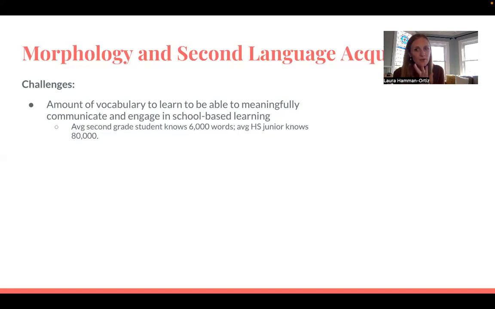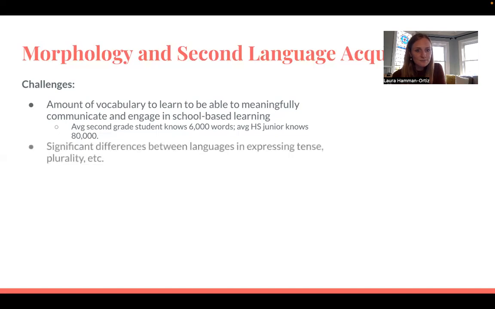Now, of course, we know that the students who are coming into these classrooms are not coming in as empty vessels. They're coming in with all of the knowledge of their home language or languages. So a lot of the work that teachers can do to help students grow their vocabulary in English is helping them to make connections between their home language and English, because that will help speed their vocabulary development in the new language.